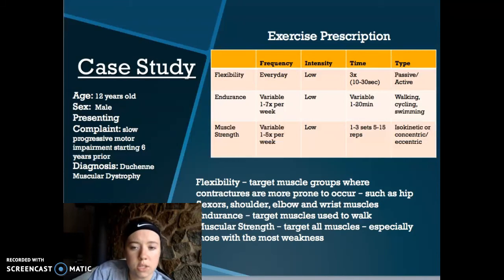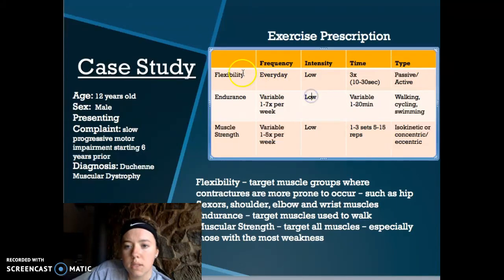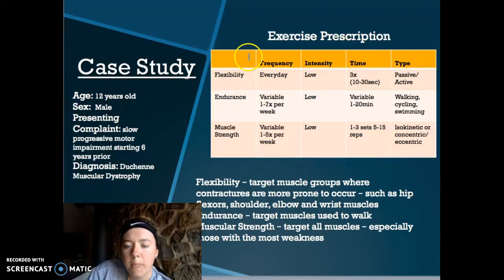So we're just going to go through this chart that I have here. The three main areas of exercise that we're going to want to focus on are flexibility, endurance, and muscle strength. Flexibility is extremely important. You're going to do that every day just to keep those joints and muscles stretching, moving and active. Low intensity for each of these things, just because the muscles are so weak. You don't want to be straining them too much.